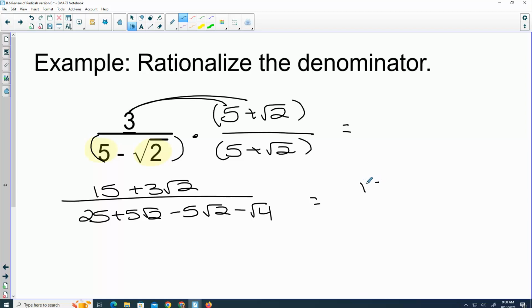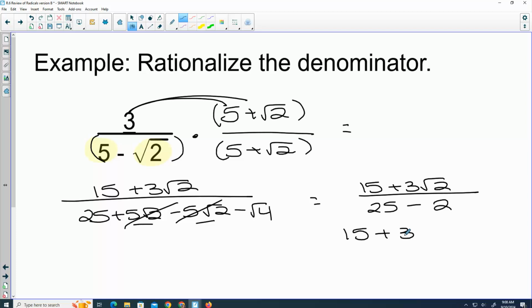On top, we can't do anything. On the bottom, we have 25. Positive 5 radical 2 and negative 5 radical 2 cancel. Minus the square root of 4 is 2. So I get 15 plus 3 radical 2 over 23.